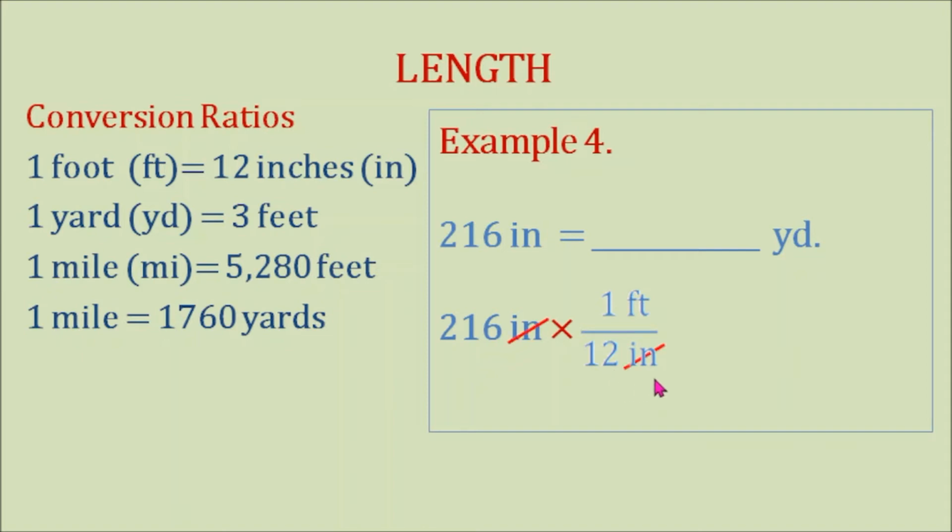So this IN cancels out. Then again, we need a conversion ratio that converts feet to yard, and we need the one that shows feet on the denominator. So that's 1 yard over 3 feet. So this FT again cancels out. So that means 216 times 1 divided by 12, and again, the answer multiplied by 1 divided by 3. And our answer is 6. So that means 216 inches equals 6 yards.